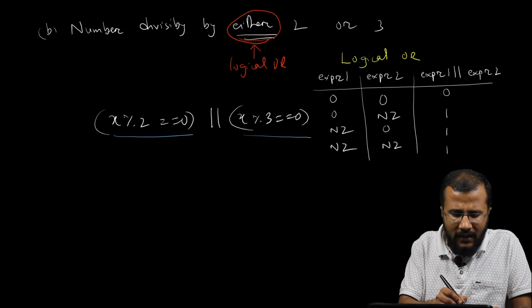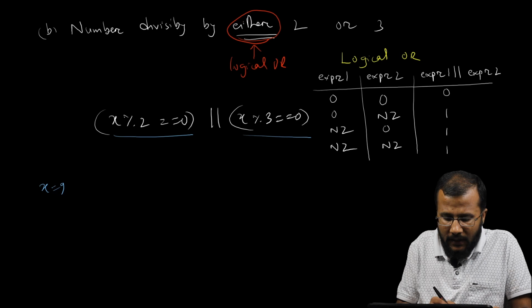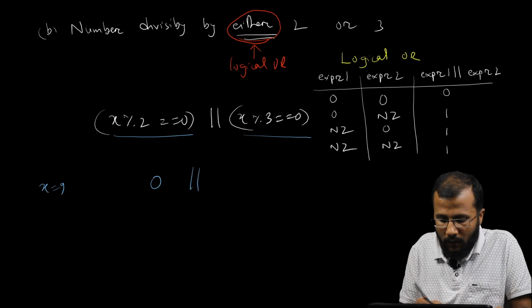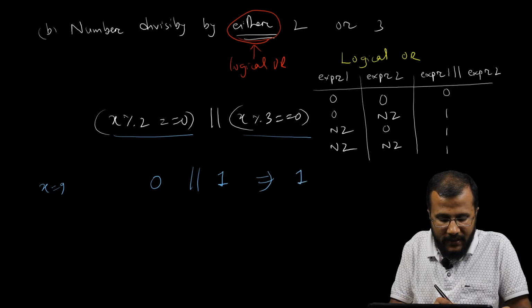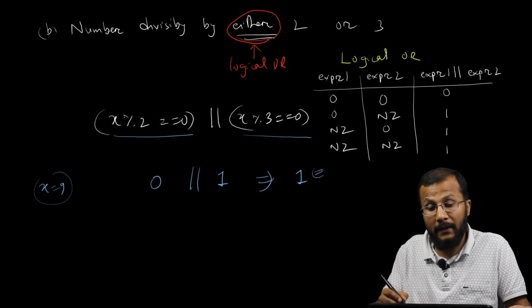Now if I give any input, let's say x equals 9 as in the previous case, the first one is what? 9 is not divisible by 2, right? So this is false. Or 9 is divisible by 3, so this is true. Whatever it is, false or true is true. So we say that 9 is divisible by either 2 or 3. The output is true because it is divisible by 3.